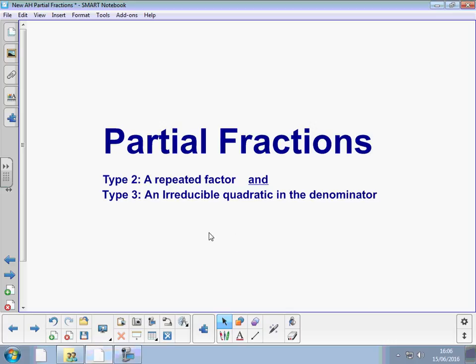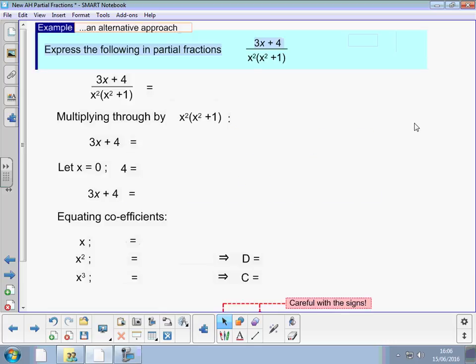In this example of partial fractions, we're going to deal with one that's a combination of a type 2 one where we have a repeated factor, and it's also got one of them which is an irreducible quadratic factor. So we're going to look at this example here where we have to express in partial fractions 3x plus 4 over x squared times x squared plus 1.